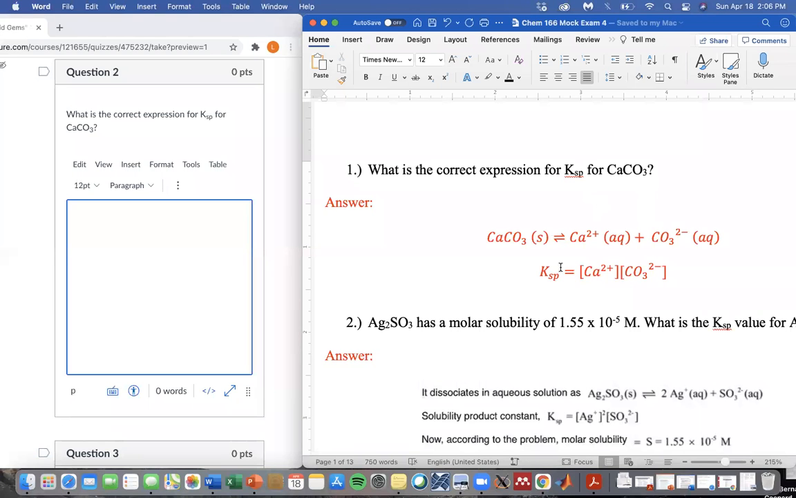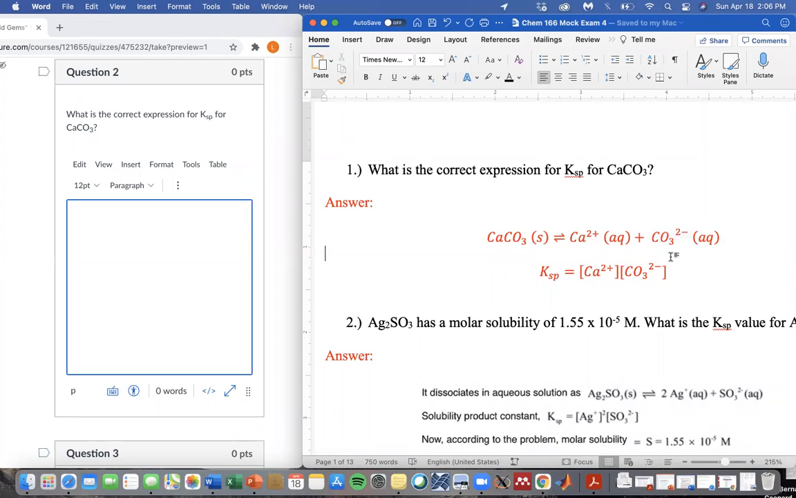So for the first one, it's CaCO3, and Ksp equals [Ca2+] times [CO3 2-], because CaCO3 dissolves into Ca2+ and CO3 2-. And carbonate is one of those polyatomic ions that will not really dissolve, since it's all held together by covalent bonds.